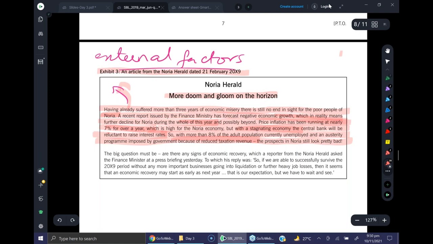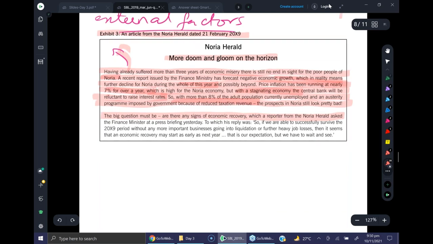Next paragraph: the big question must be, are there any signs of economic recovery, which a reporter from Noria Herald asked the finance minister at a press briefing yesterday, to which his reply was, if you are able to successfully survive the 20-0x time period without any more important business going into liquidation or further heavy job losses, then it seems that economic recovery may start as early as next year. This is our expectation, but we have to wait and see.